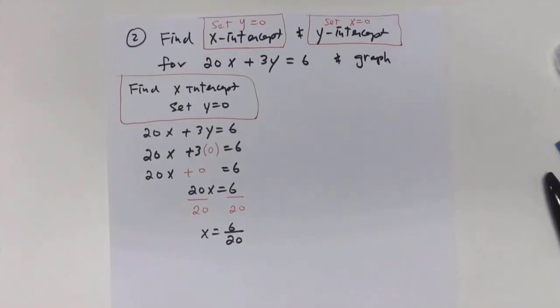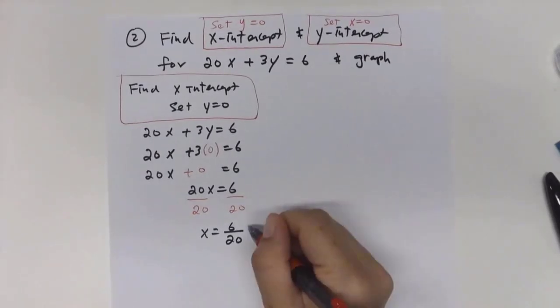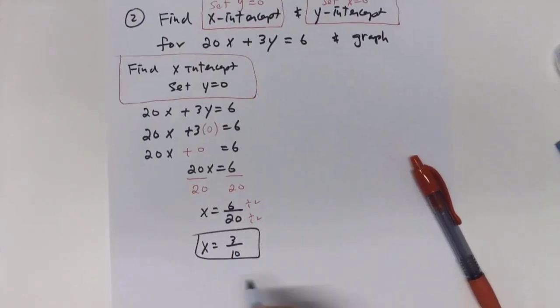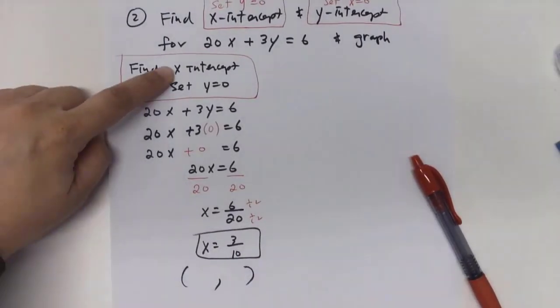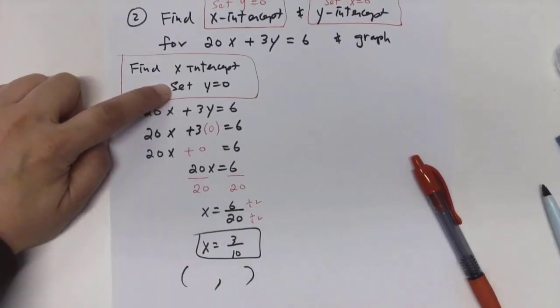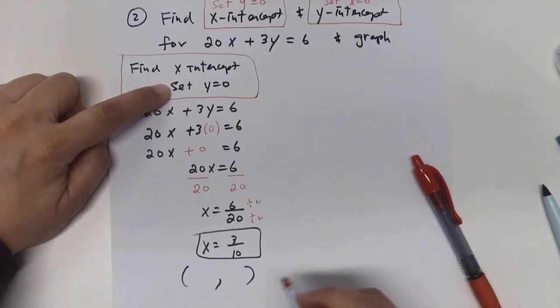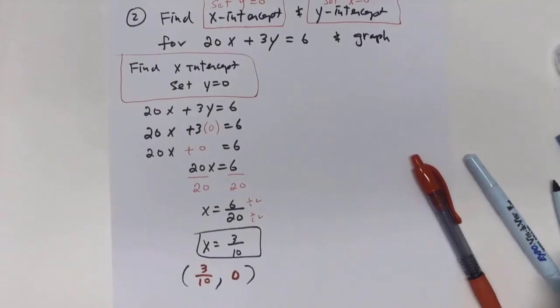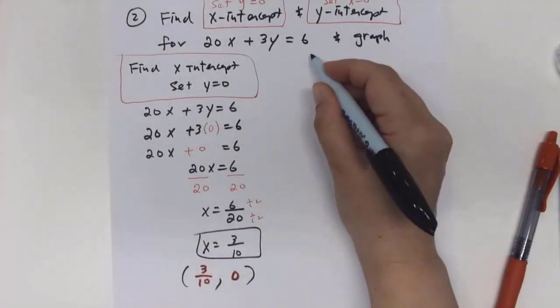Both of them can be divided by 2. So the top part, if it's divided by 2, what do I get? 3. So x equals 3 over 10. Is it okay? If I write that as a point, this is my x-intercept, my y value needs to be 0, and then my x value is 3 over 10.